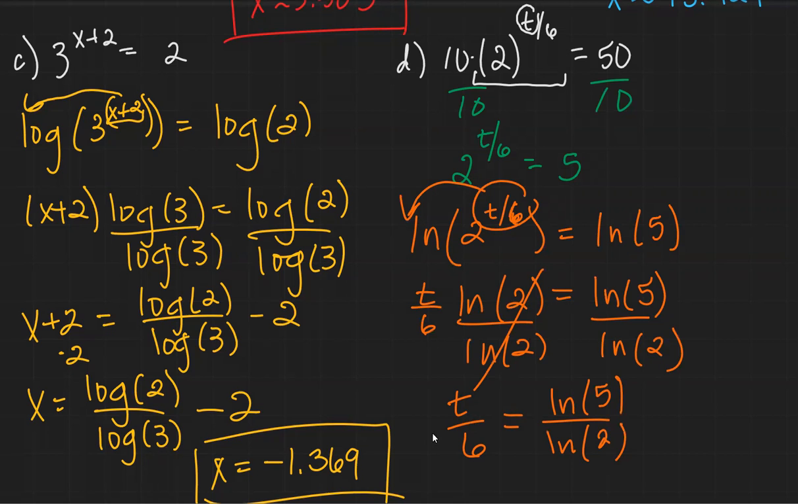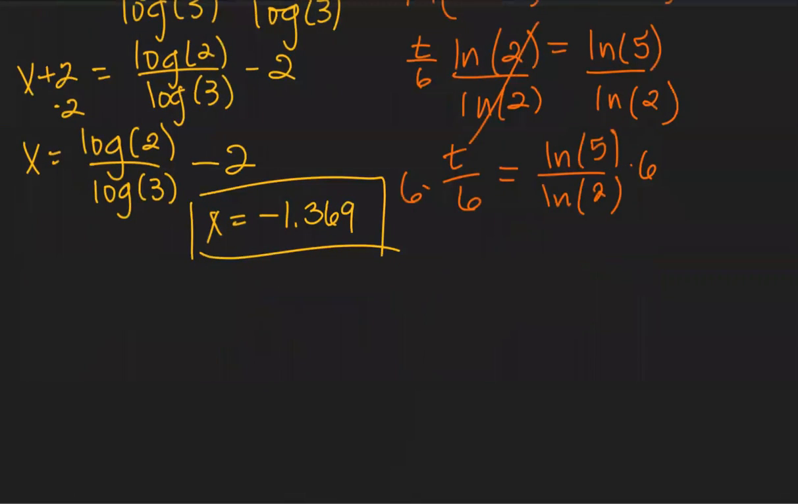Okay, to solve for t, we just multiply both sides by 6. I ran out of space. Let me move this down. So our final answer that we put into our calculator is t is equal to natural log of 5 over natural log of 2, and we'll multiply that by 6 when we get it. Okay, so let's do that.